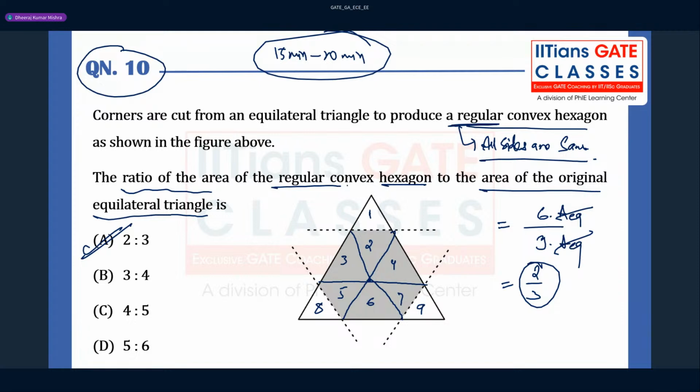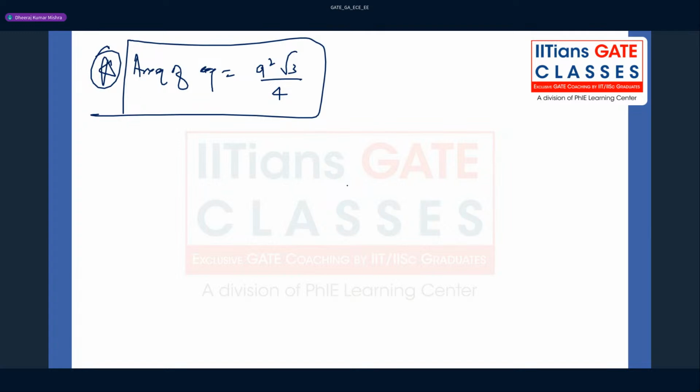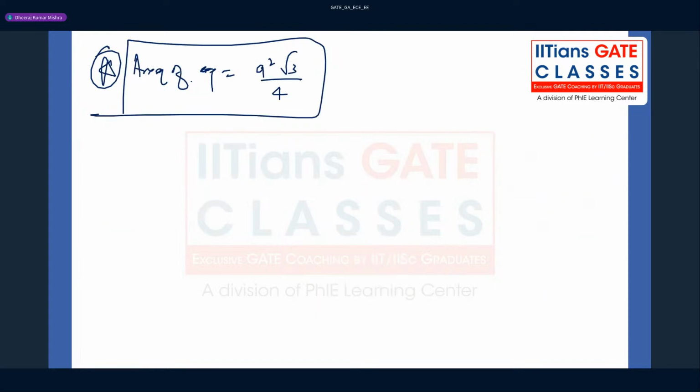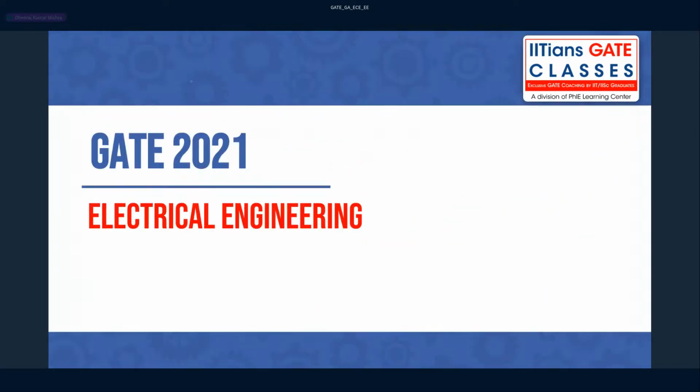What is the meaning of an equilateral triangle? An equilateral triangle is nothing but all sides are the same and all angles are the same, right? So this was a very simple question, 2 marks. This was all about the questions from electronics and communication. I think we can do all questions in this paper, and we can get 15 out of 15. No difficulty was there.